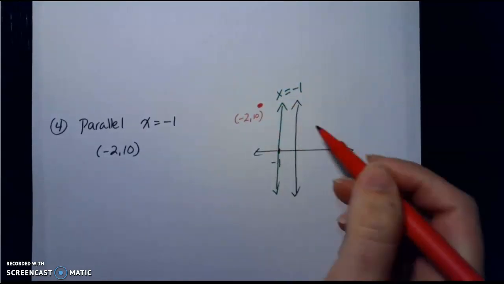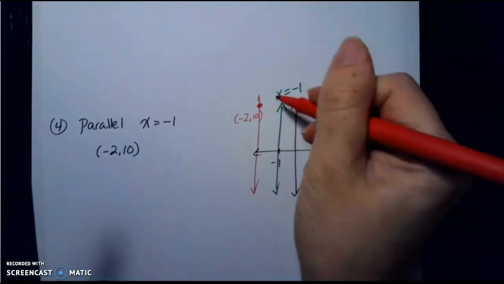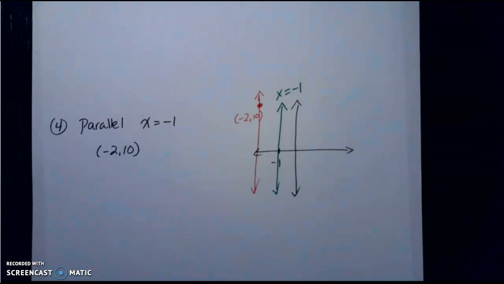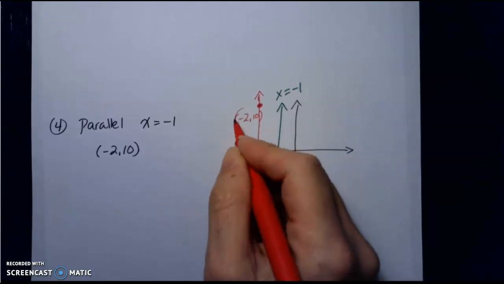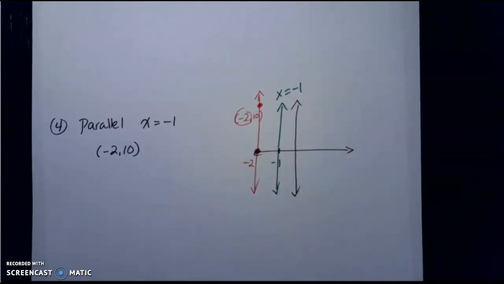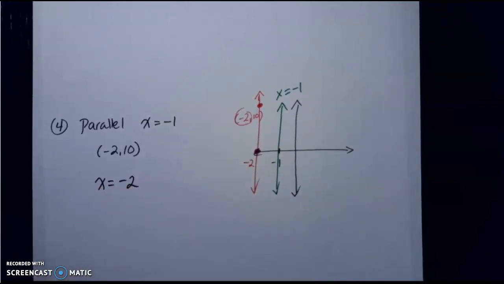All right, so I want to be parallel to this, but passing through this point. So I need to have another vertical line, and that vertical line is going to pass through the x-axis at -2, the same x coordinate as what we have here. So the equation of this line should be x equals -2.